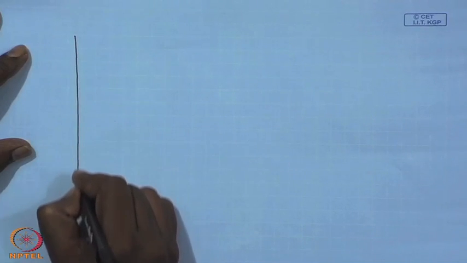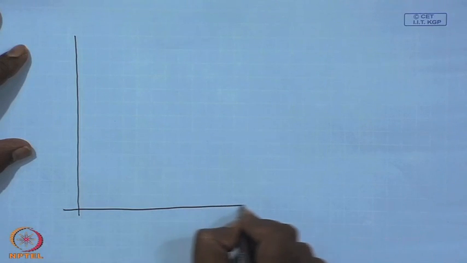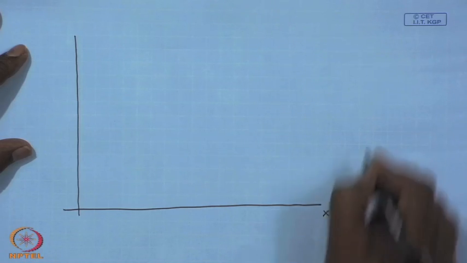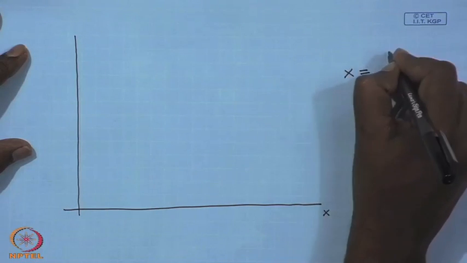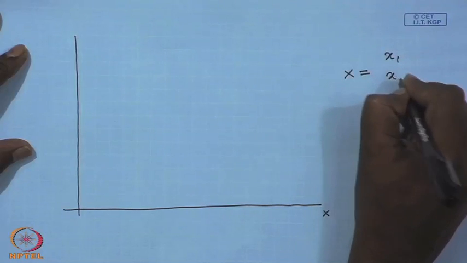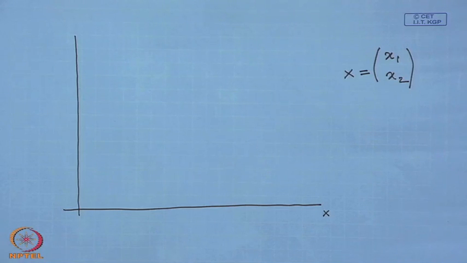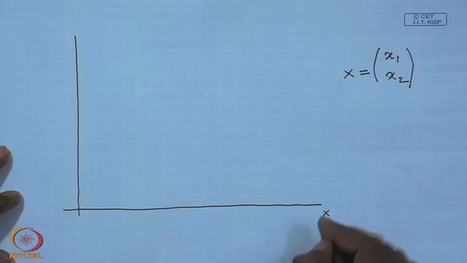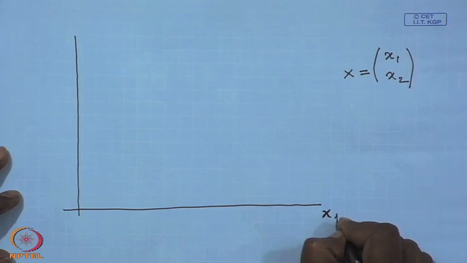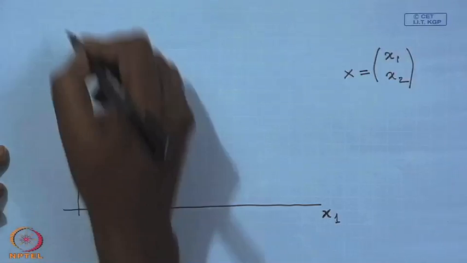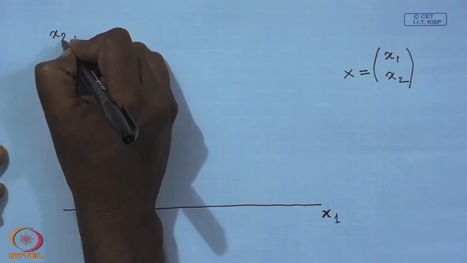So, for simplicity, I will assume that our windows are rectangular windows. Okay. So, let us define a two dimensional space. I have feature vector x, which is of the form x1, x2, where x1, x2 are the components of the feature vector x. So, I am using two dimensional feature vectors, and I will use this as x1 axis, x1 dimension, and the vertical axis as x2 dimension.